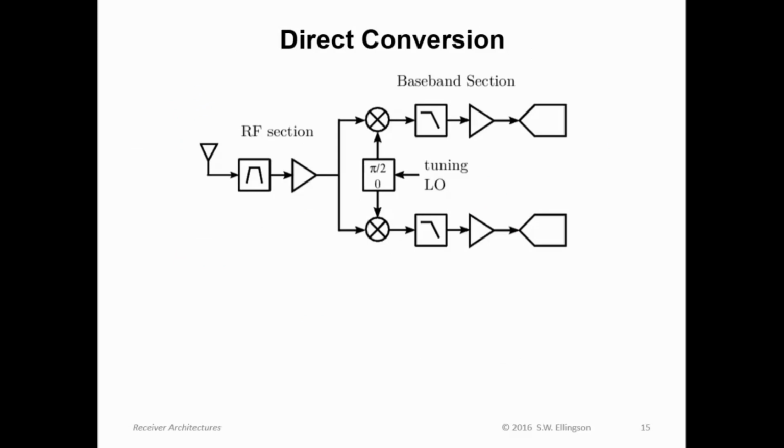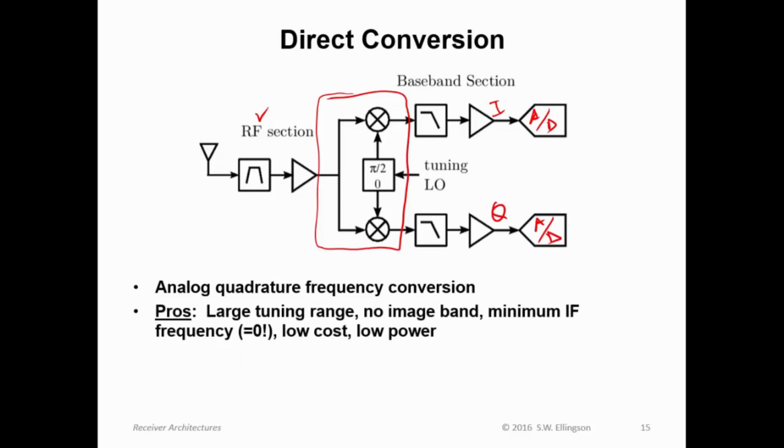Direct conversion architecture. In this case, we have an RF section, and we use quadrature down conversion to obtain I and Q, which is then digitized. The advantages of this technique are very large tuning range. We're not impeded by the limitations of a superheterodyne architecture. There's no image band because there's no IF. The minimum IF frequency is achieved, that is a frequency of 0. It's low cost and low power. These are all great features of the direct conversion architecture.